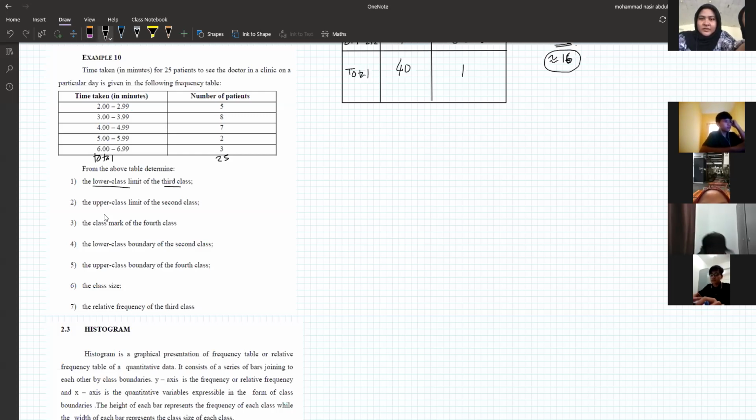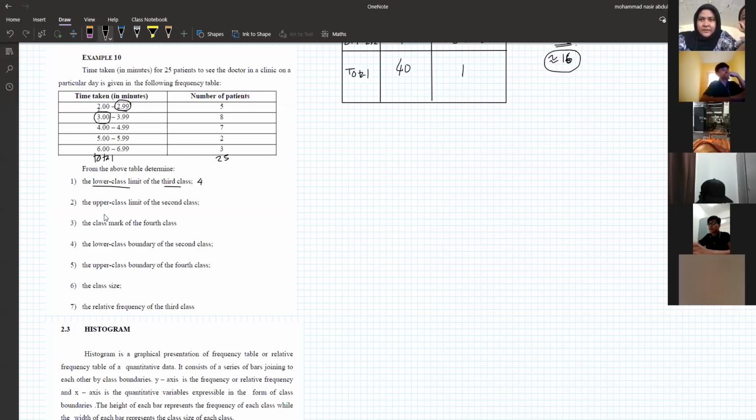So the lower class limit for the third class is, if you look at the table, we have 2 until 2.99, 3 until 3.99. The value of upper class limit is not equal to the value of lower class limit of the next class. So this is a class limit. We don't have a class boundary. Since they ask you to find lower class limit for the third class, it should be equal to 4.0, right? Upper class limit of the second class is equal to 3.99.